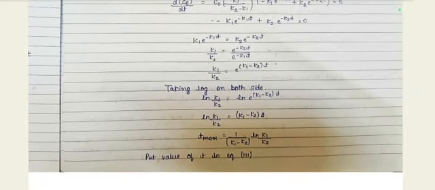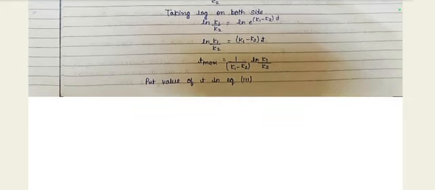K1 by k2 equals e raised to power k1 minus k2 into t. Taking logarithm on both sides, ln k1 by k2 equals ln e raised to power k1 minus k2 into t, so ln k1 by k2 equals k1 minus k2 into t. T maximum equals 1 by k1 minus k2 ln k1 by k2. Put the value of t in equation 3.